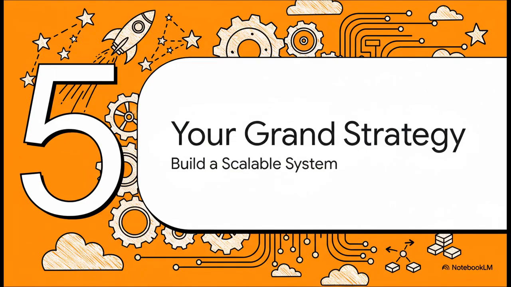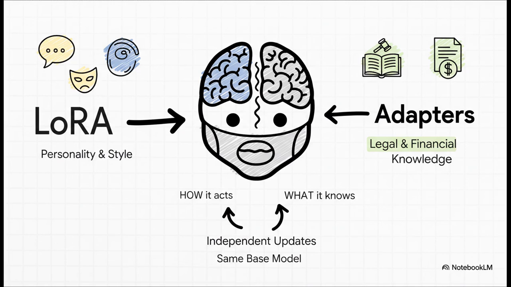So, how do we pull this all together into a real grand strategy? Let's stop thinking about it as choosing one or the other and start talking about how the most advanced teams build truly scalable, version-controlled AI systems. Well, the most sophisticated teams don't pick one. They actually combine them. It's brilliant.